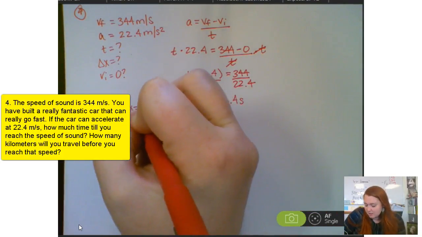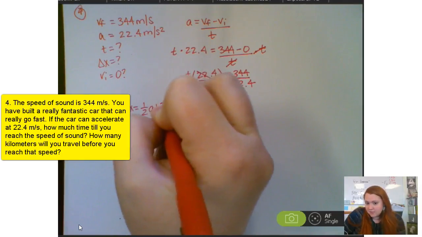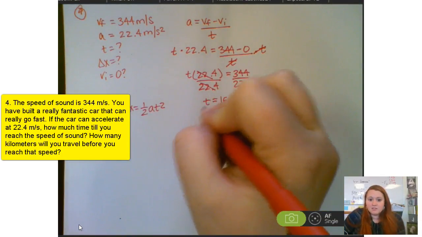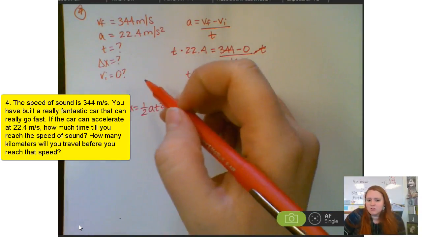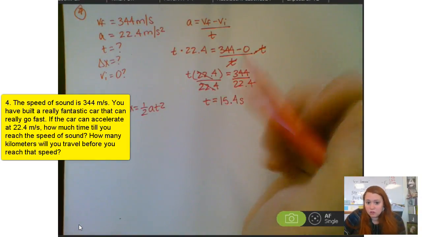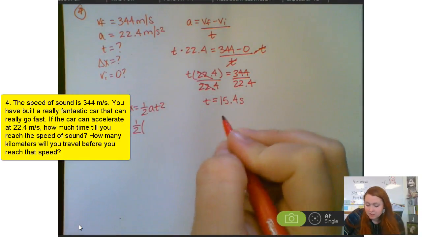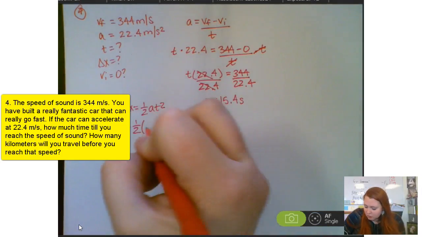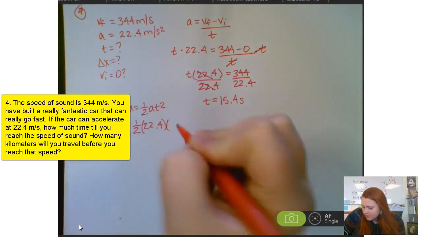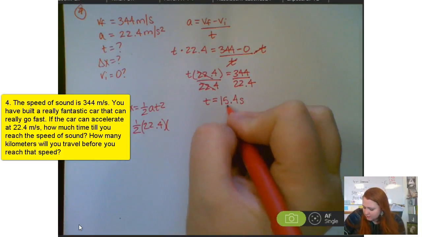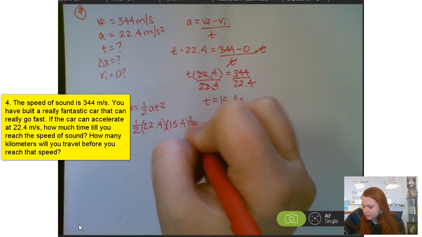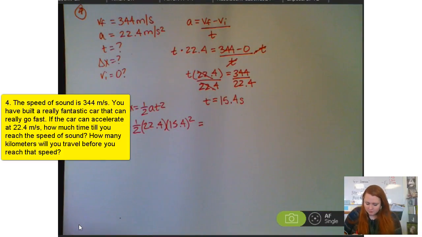Okay, since I know time, I'm just going to use the delta x equation. That seems the easiest. It's going to be 1/2 a t squared. And I could write the plus VIT, but we know that's going to be 0, because when your initial velocity is 0, that whole part of the equation drops off. So delta x equals 1/2 my acceleration, this is not a free fall problem, my acceleration is 22.4 times t squared. Let's see, my time is 15.4 squared. So I'm going to type that in my calculator. 22.4 times 15.4. Don't forget to square your time.